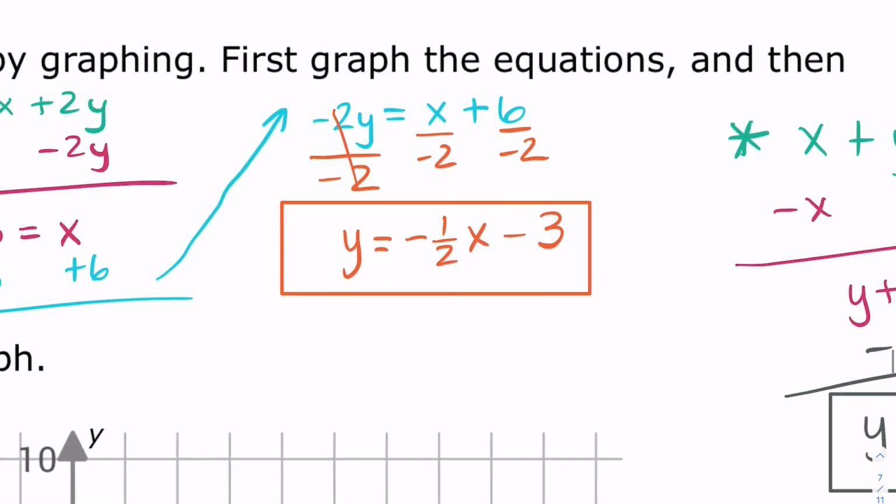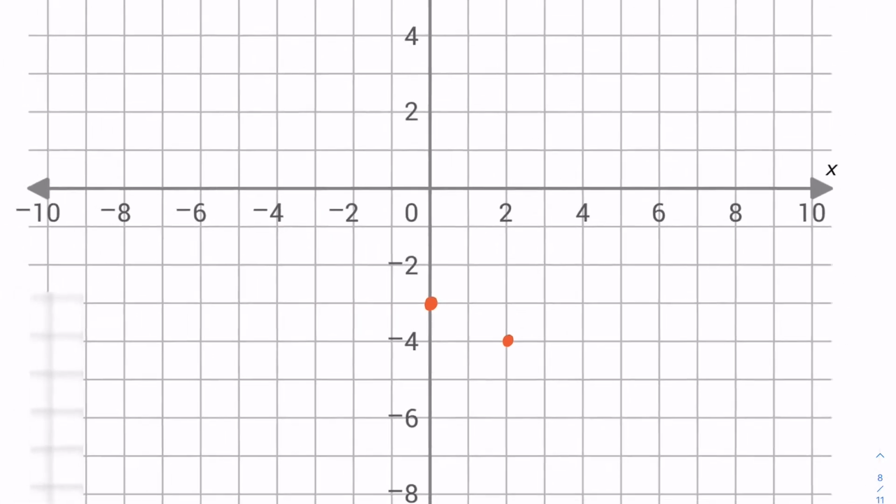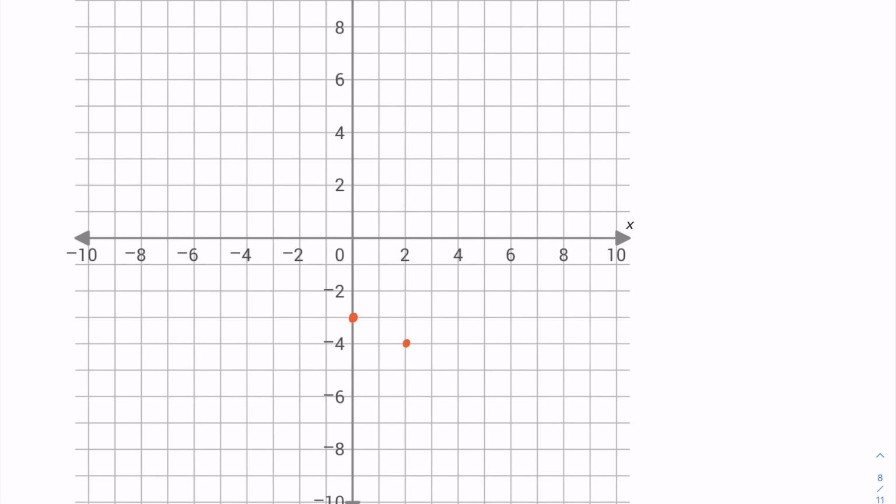My y-intercept is -3, and I'm going to go down 1 over 2. So I'm going to start at -3, and I'm going to go down 1 over 2. Down 1 over 2. So I'm going to put it right here. And I'm going to have to zoom out here. Bear with me. I'm going to try my best to graph a line. Whoops.